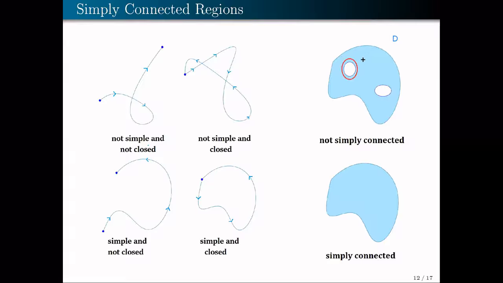Okay. So we have found a simple closed curve that is inside the region D, but it encloses points that are not in D. So this region is not simply connected. And lastly, this is a visualization. This figure is a visualization for a simply connected region.